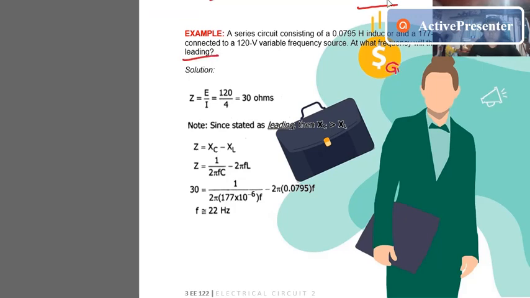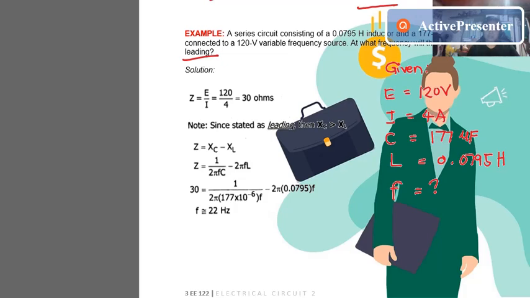So first we need to write our givens. We have E, our voltage, is 120 volts. Our current is 4 ampere. It also gives a capacitor of 177 microfarad, and our inductance, which is 0.0795 Henry. So our unknown will be the frequency.